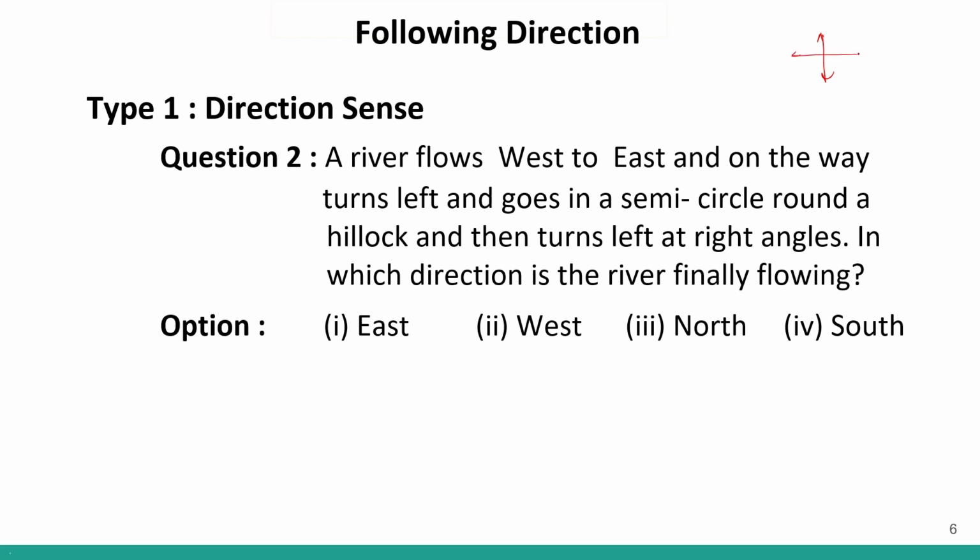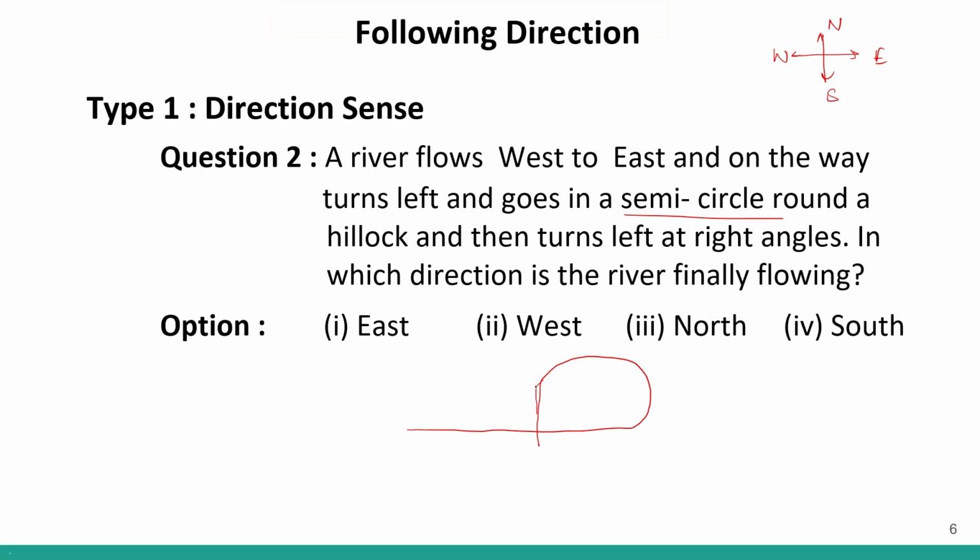Now, a river flows west to east. So, again, a small diagram for your reference. A river flows west to east. So, this is how the river is flowing. And on the way, it turns left. So, if the river turns left, it will take this direction. It will flow like this now, and it goes in a semicircle. So it means that the river is going like this and it made a semicircle. Right? It made a semicircle. And then it turned left at a right angle.